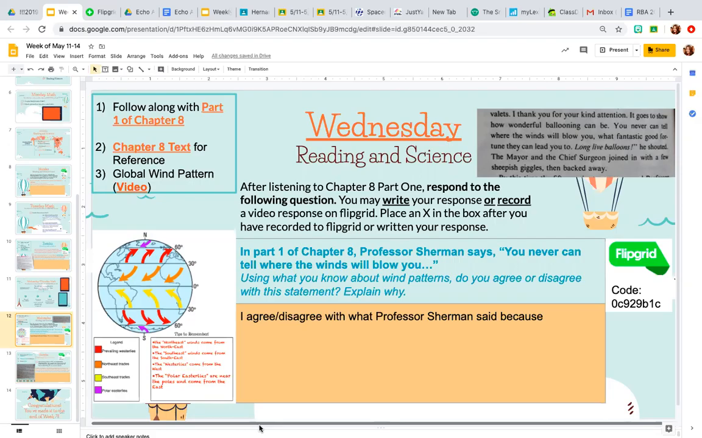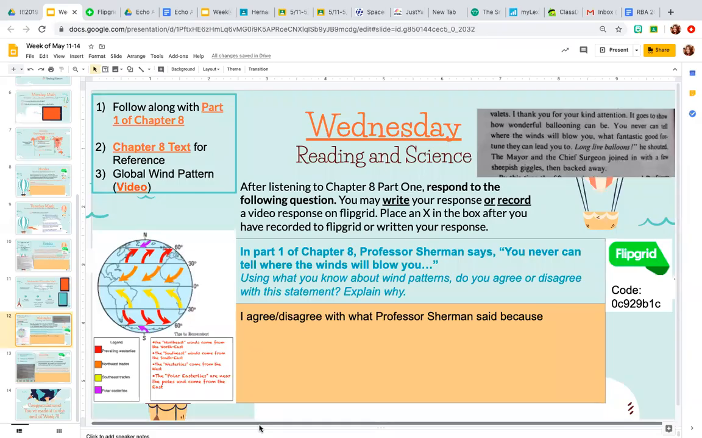Is my camera mirrored? Can y'all read what this says the right way? Teacher of all things. But is it backwards? No. Okay, perfect. All right, well then we're good then.